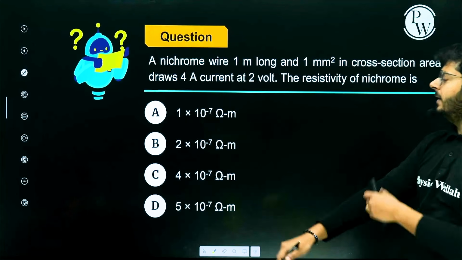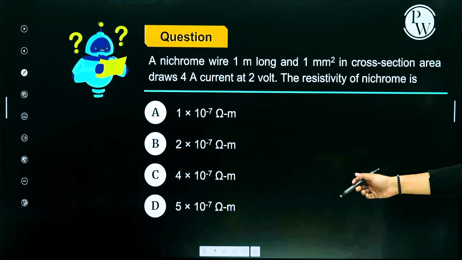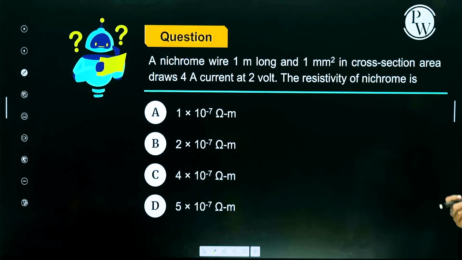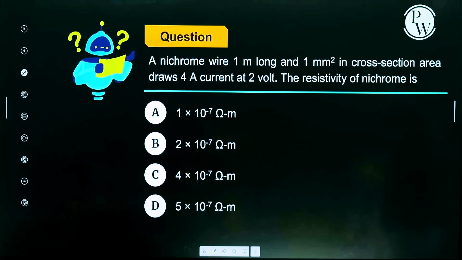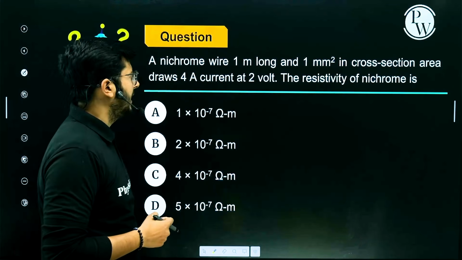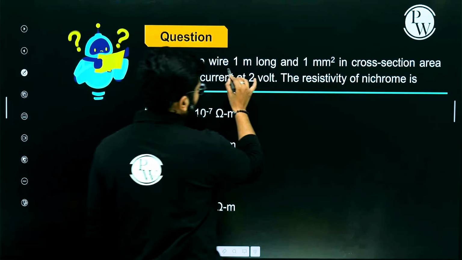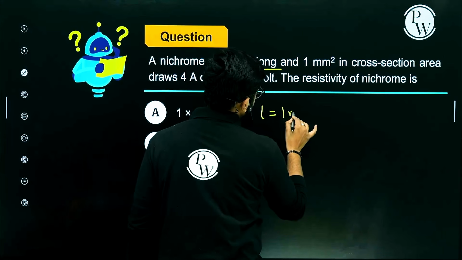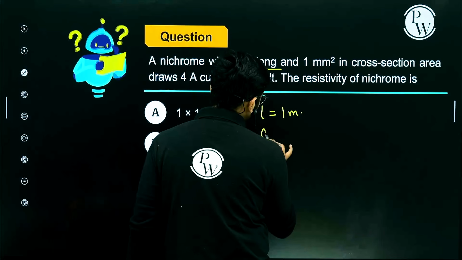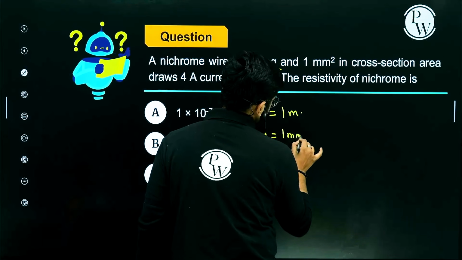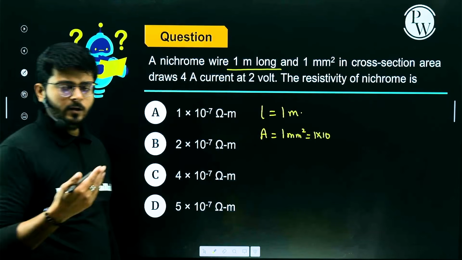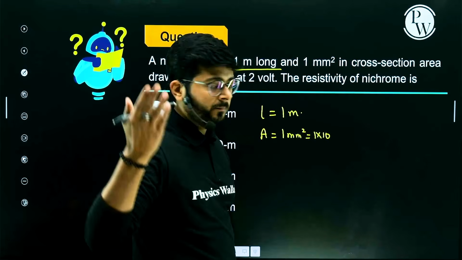Now you have this question: a nichrome wire of 1 meter long and 1 mm square in cross sectional area is drawing a current of 4 ampere at 2 volt. What will be the resistivity of the nichrome? Again, very simple part. You can easily solve that one as well. The length of the wire is 1 meter. The area of cross section is 1 mm square, so you also have to convert it into meter square. So what will you do? 1 meter has 10 to the power 3 millimeter.